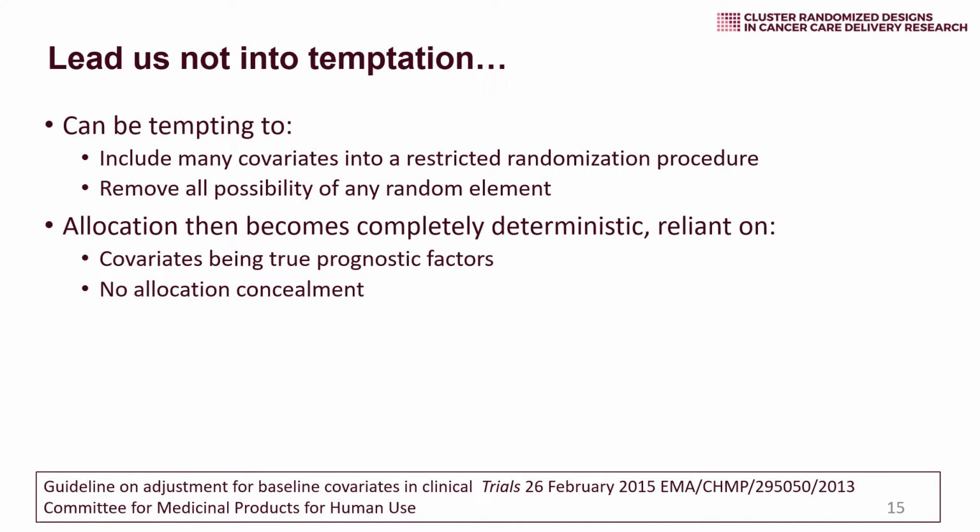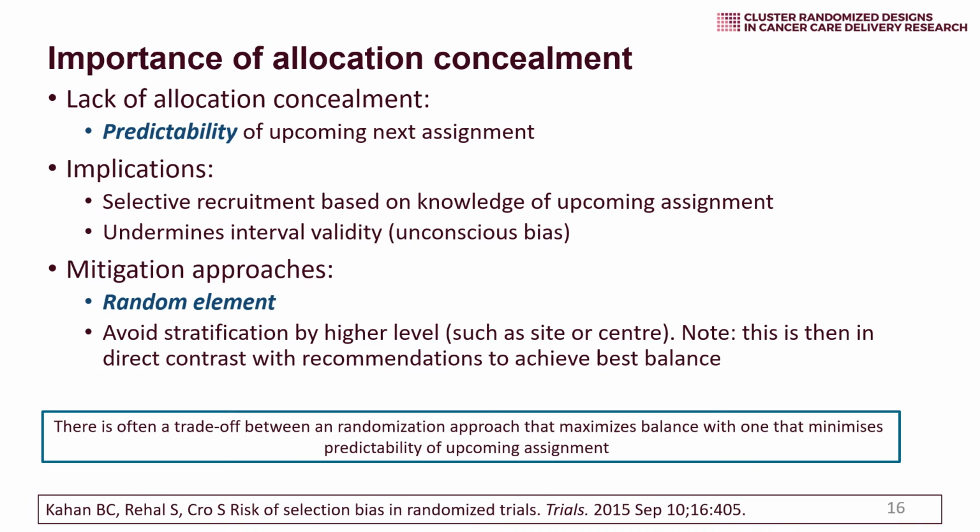Another word of warning here, don't be tempted to include too many covariates into a restricted randomization procedure, because this can remove all possibility of any randomization element. And then the allocation becomes completely deterministic. And this relies on the covariates really being truly prognostic factors, and it removes all allocation concealment.